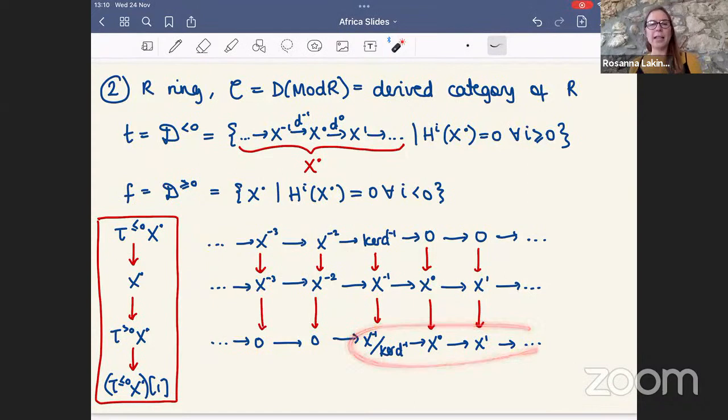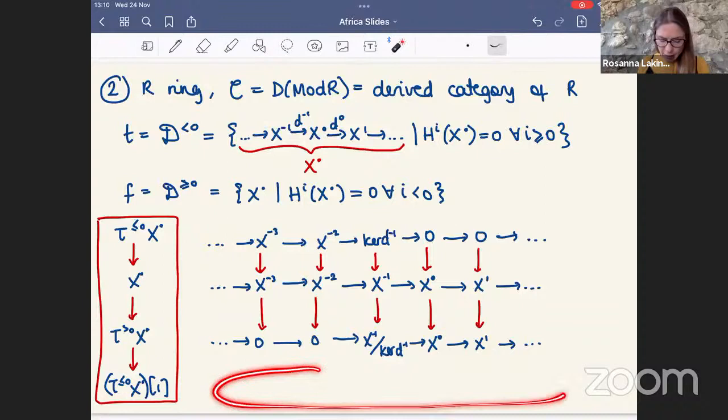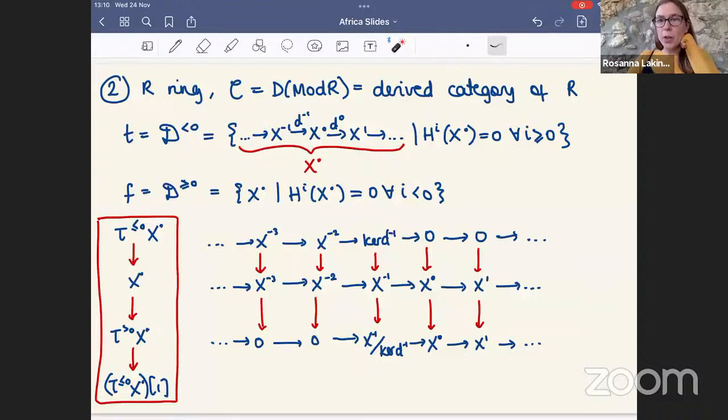Okay, so these are the two standard examples of torsion pairs, one in an abelian setting and one in a triangulated setting. I should say there's an extra object in this triangle that I haven't drawn, but there is a complex here, which is the shift of this complex. Okay, so I hope that's clear, and please stop me if it's not.